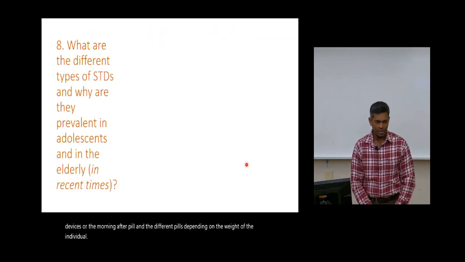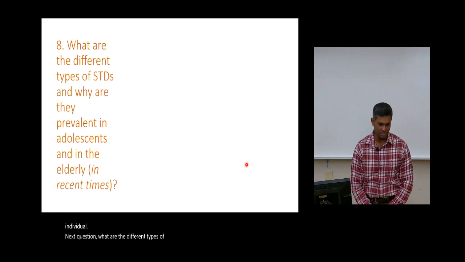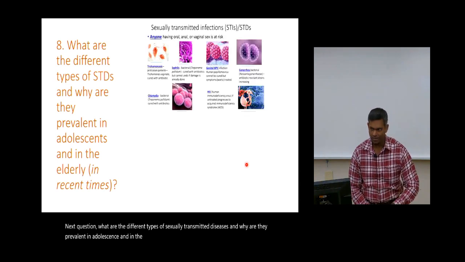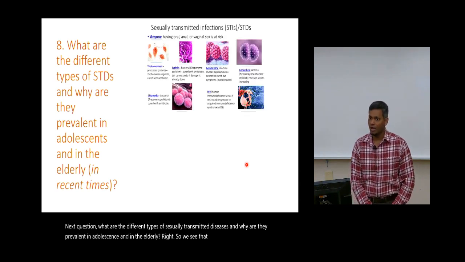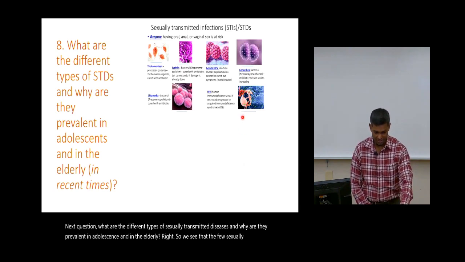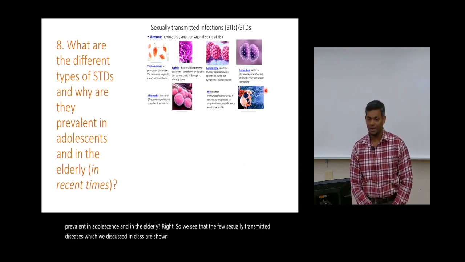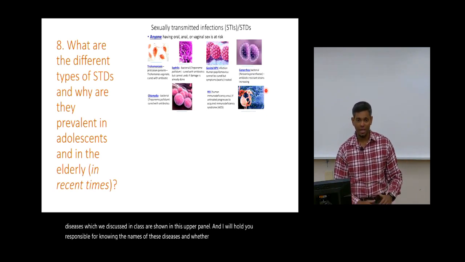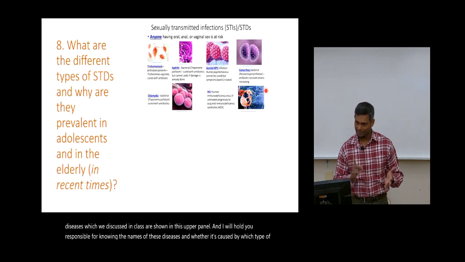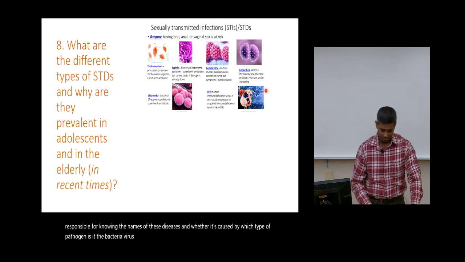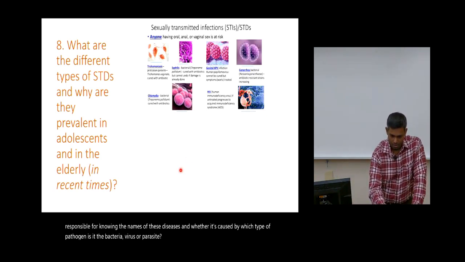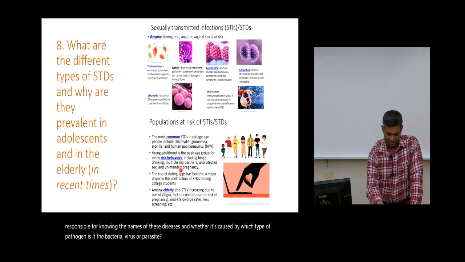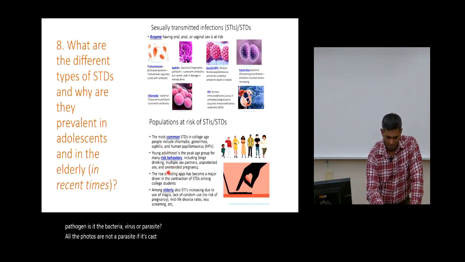Next question, what are the different types of sexually transmitted diseases, and why are they prevalent in adolescents and in the elderly? So we see that the few sexually transmitted diseases which we discussed in class are shown in this upper panel, and I will hold you responsible for knowing the names of these diseases and which type of pathogen causes each one. Is it a bacteria, virus, or a parasite, or a protozoan, not a parasite, if it's caused by a protozoan.